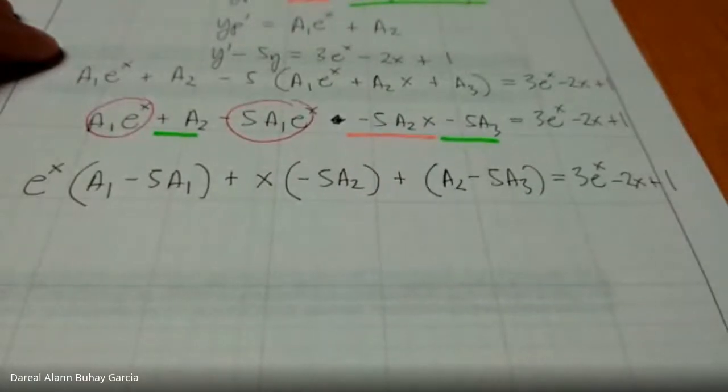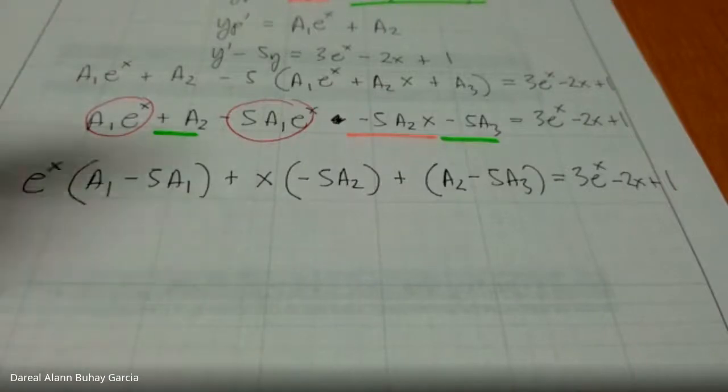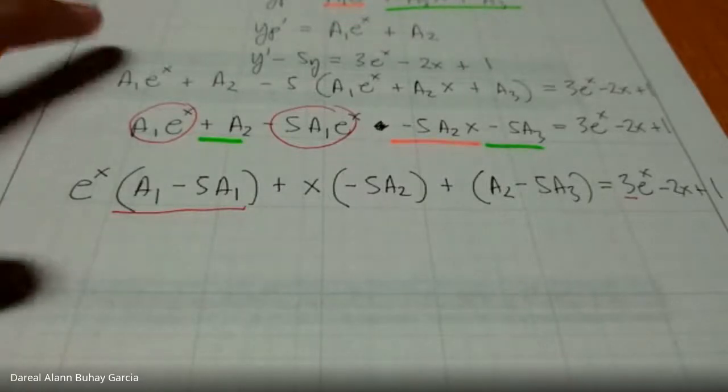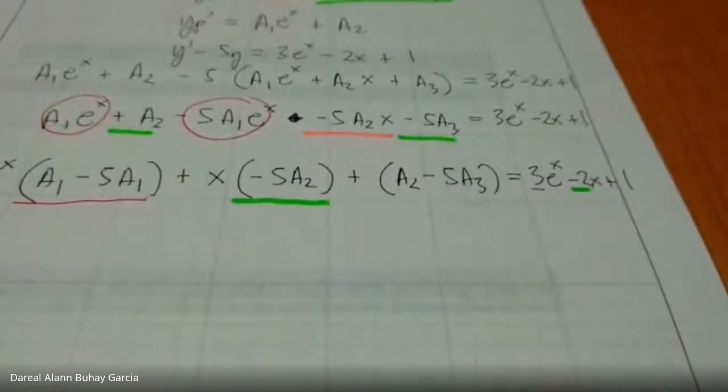Equate the coefficients. This one is equal to 3. This one is equal to negative 2. And the constants are equal to 1.